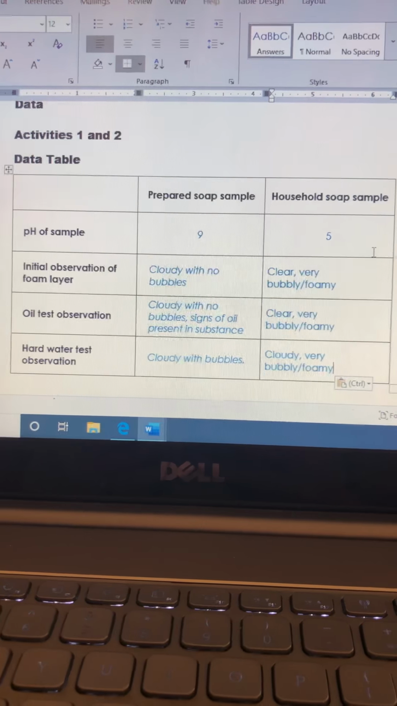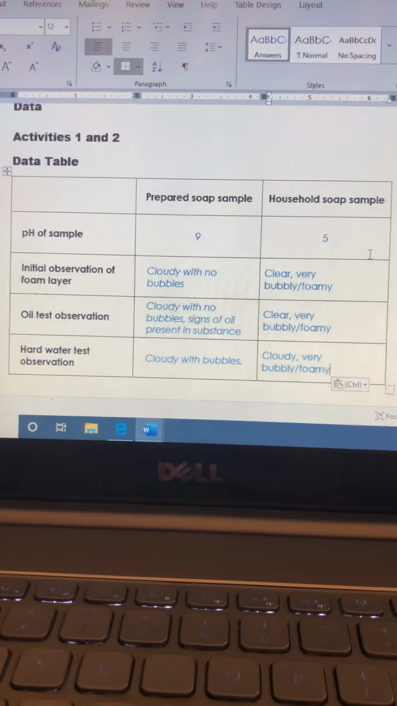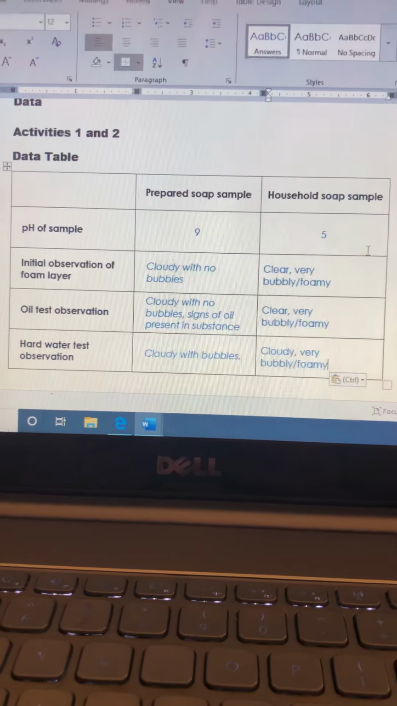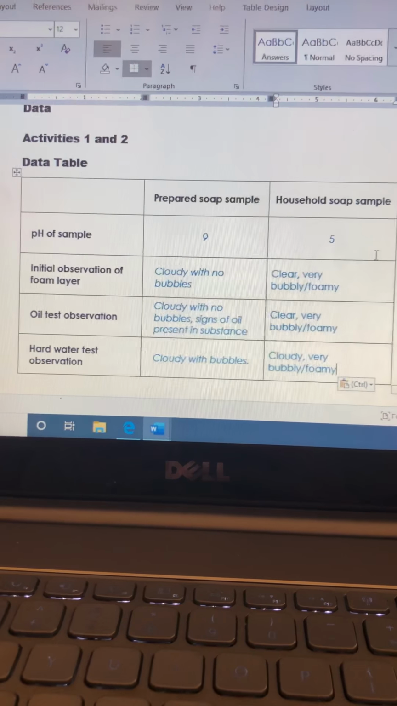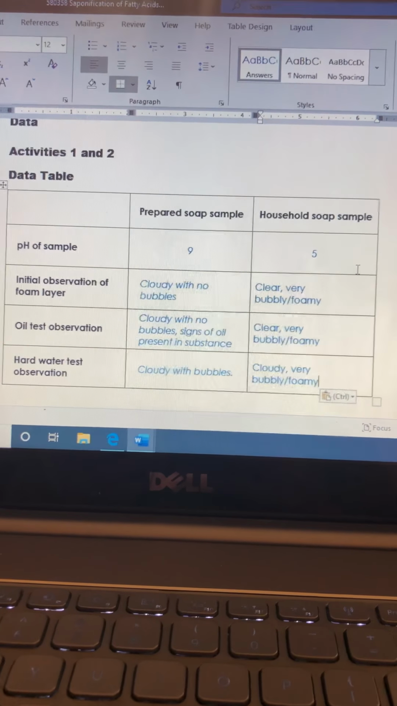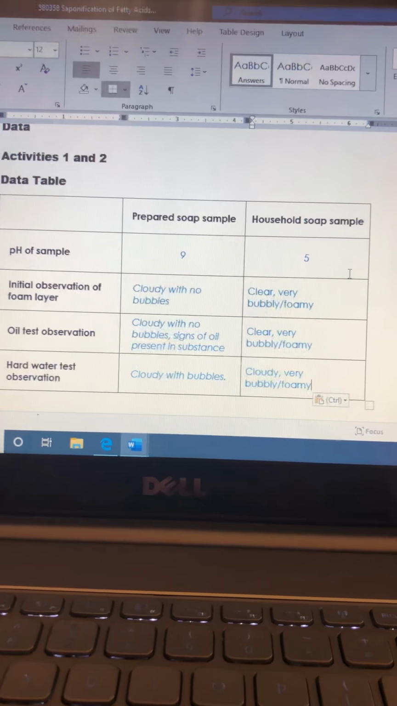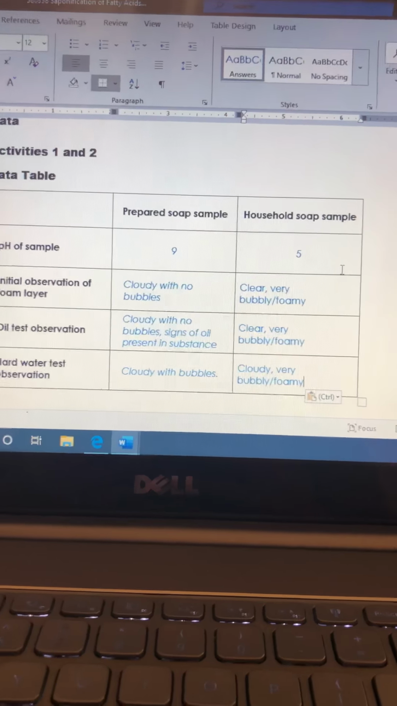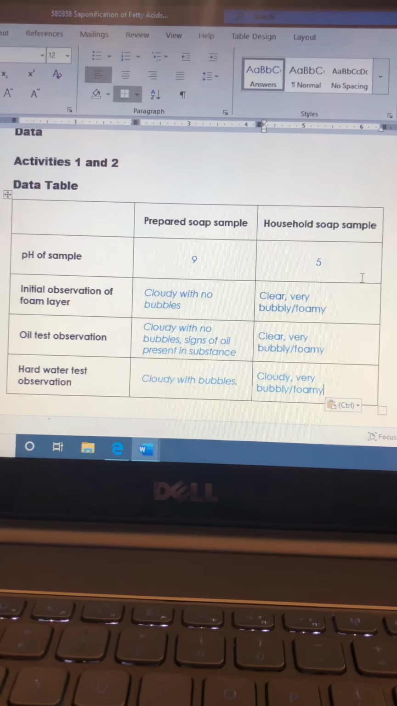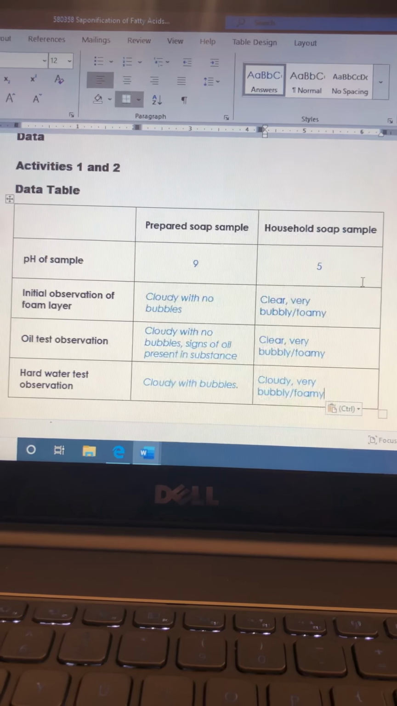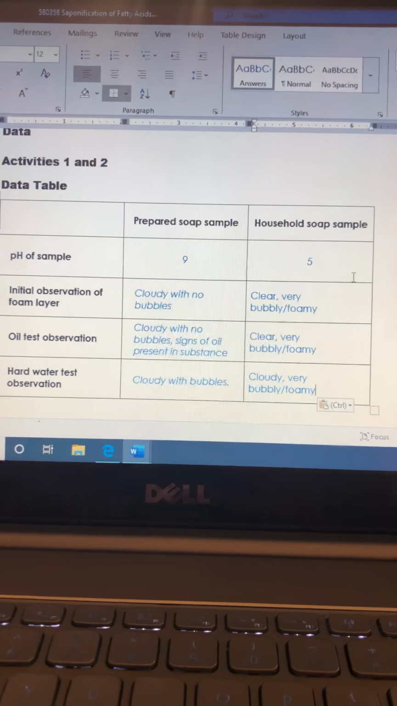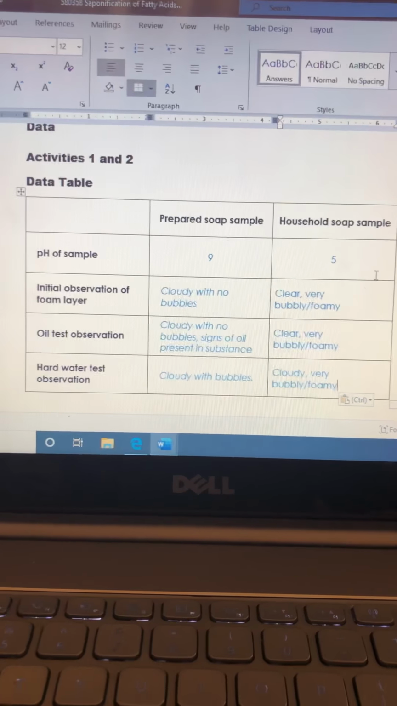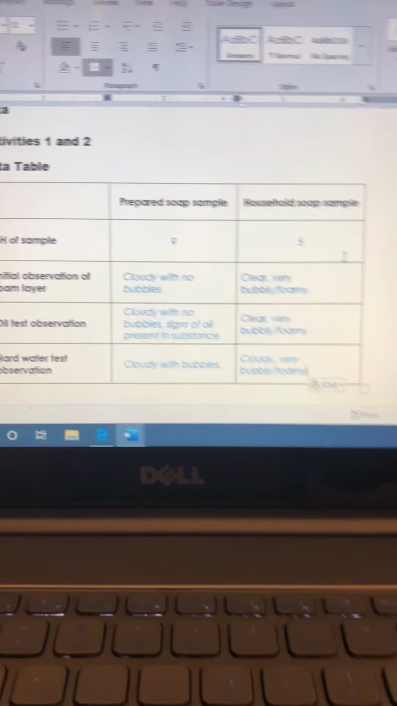And then for the third part of activity 1 and 2, we made a hard water solution, and we put 20 drops of this solution into test tube 2. We then shook it, and we wrote down our observations. For the prepared soap sample, the test tube was cloudy with bubbles. And for the household soap sample, it was cloudy and very bubbly and foamy.